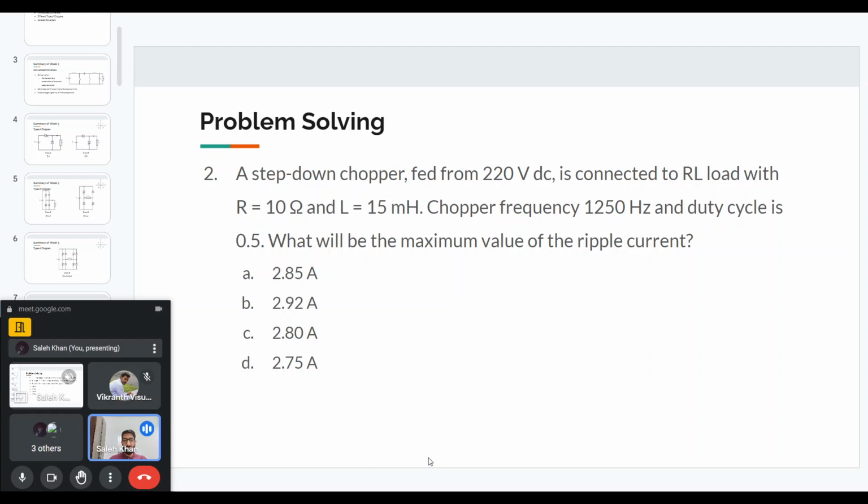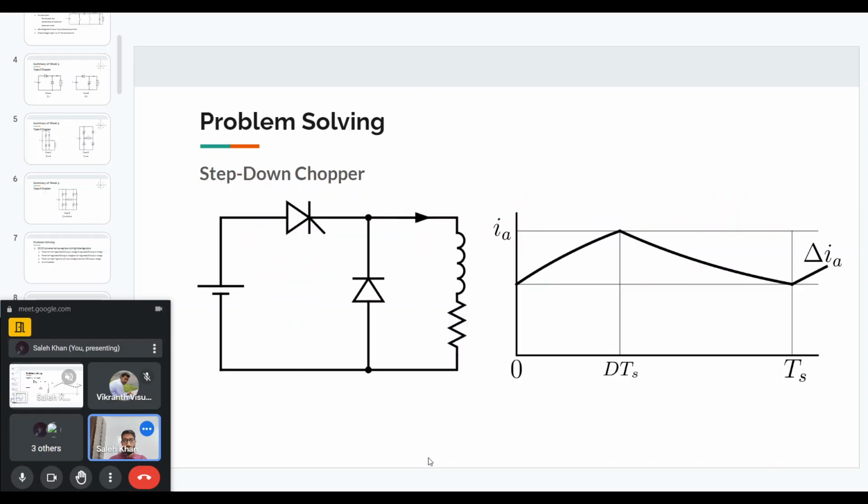So what will be the maximum value of the ripple current? This is the chopper circuit. As you can see, we have the input voltage, which in this case is 220 volts. And when we turn on the thyristor, we will get that 220 volts at the output.